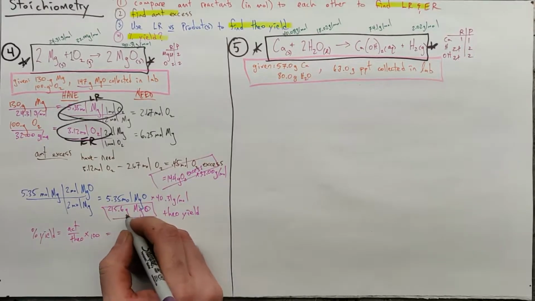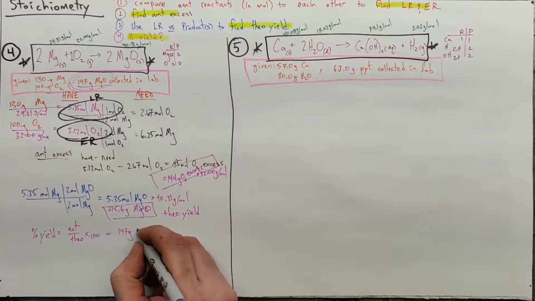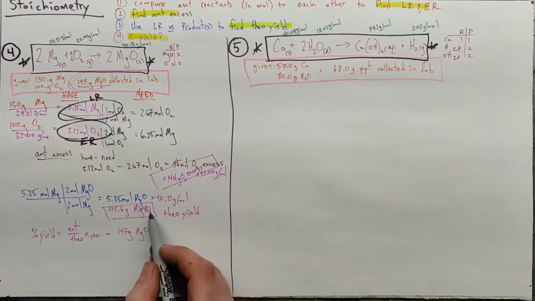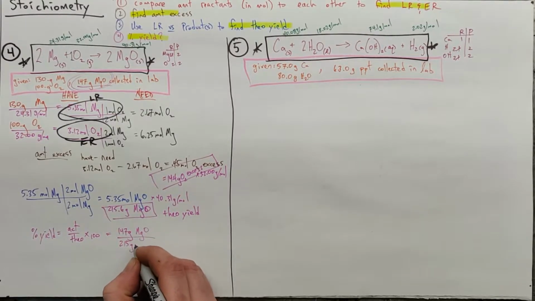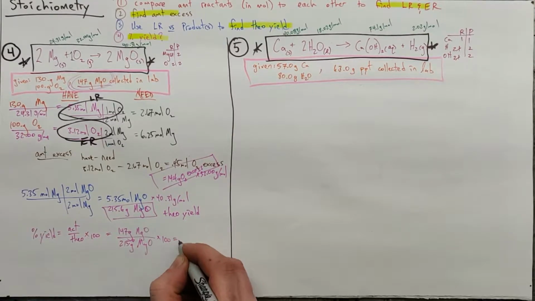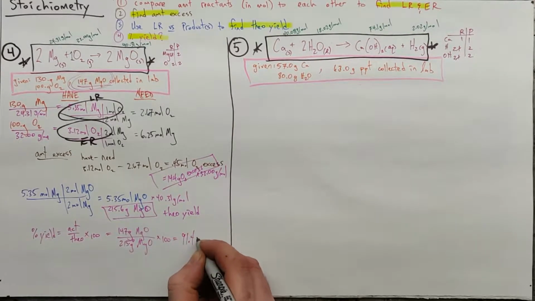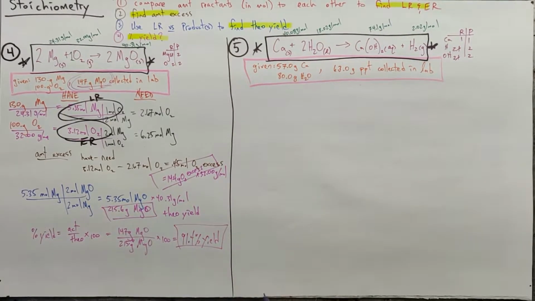In this particular case, the actual yield is given as 147 grams of magnesium oxide, and our theoretical yield was 215.6 grams of magnesium oxide. We multiply by 100, and we end up with 91.4% yield. All right? So we've got these key bits of information now.